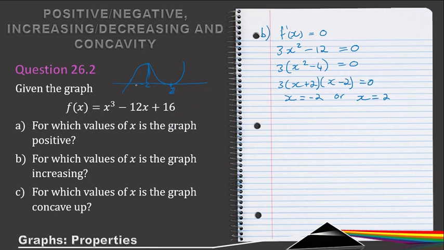And where is it increasing? Increasing meaning you're going up: we're going up, then down, then up. So for all the values that are less than minus 2, all the x values on this side, we're increasing. So x is less than minus 2. Or for all the values that are greater than 2, we're also increasing. So where x is greater than 2. And there we have it, that's our answer.